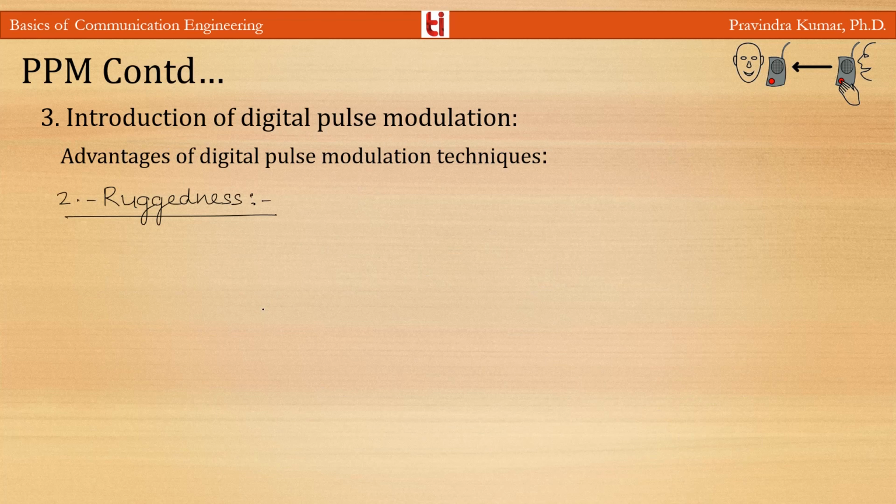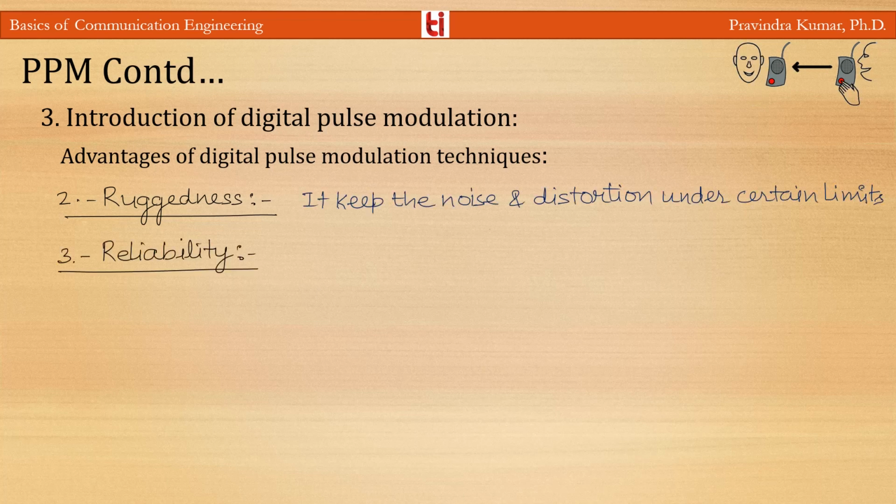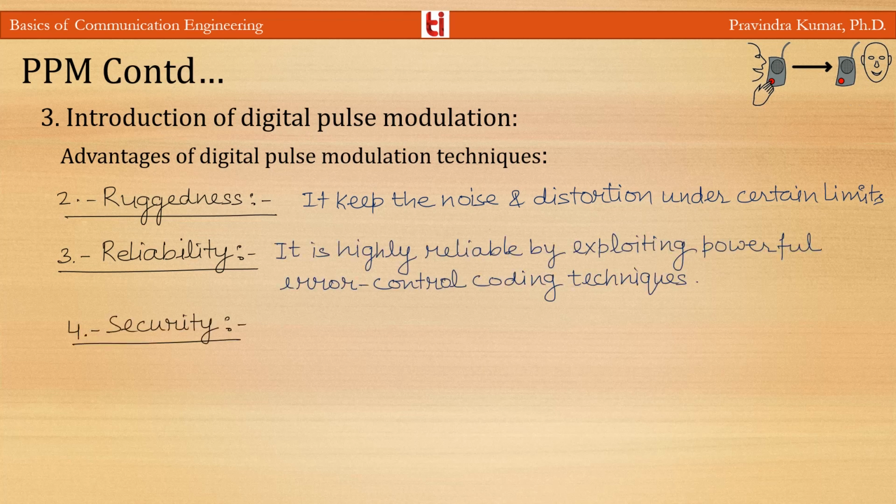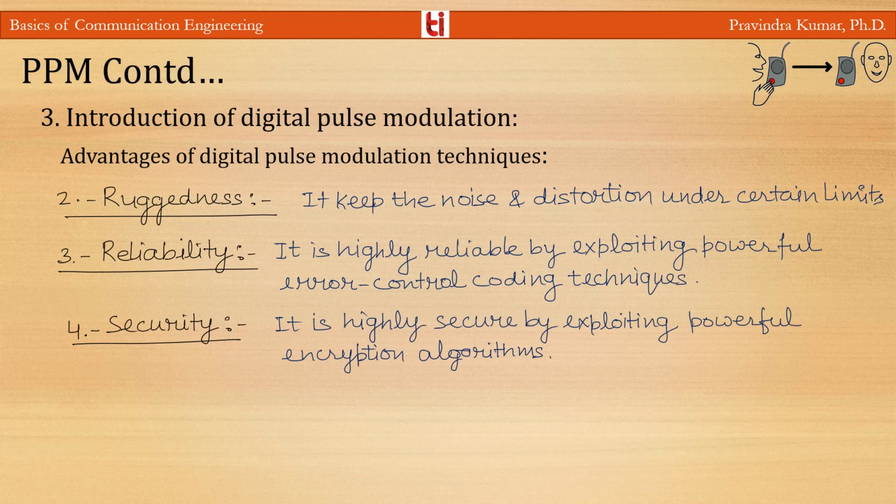Now, another point is ruggedness. Unlike an analog communication system, a digital communication system can keep the noise and distortion under certain limits. Reliability: a digital communication system can be made highly reliable by exploiting powerful error control coding techniques. And security: from a security point of view, the digital communication system can be made highly secure by exploiting powerful encryption algorithms.